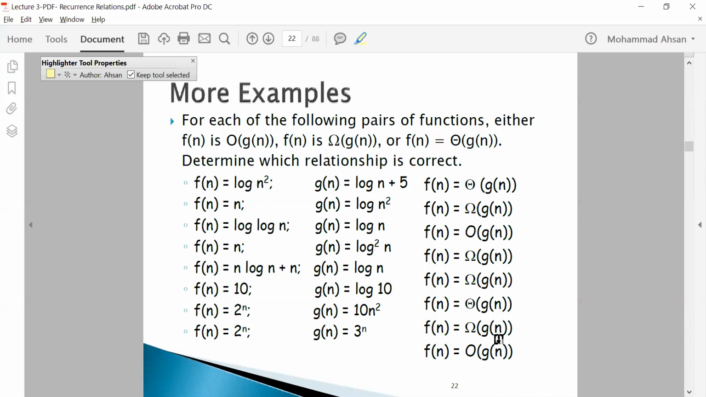Sorry. So this one slide I want you to, I'll post it up later in the classroom. There are some examples given, you have to write it down. And if you say, let's say log n square is, for example, O of log n.